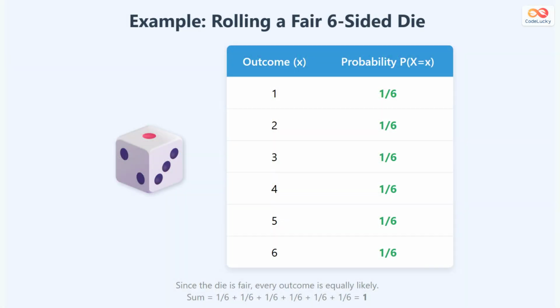Let's look at a classic example, rolling a standard fair die. The random variable x represents the number we roll. Since the die is fair, each of the 6 outcomes, 1 through 6, has an equal chance of occurring. That probability is 1/6.